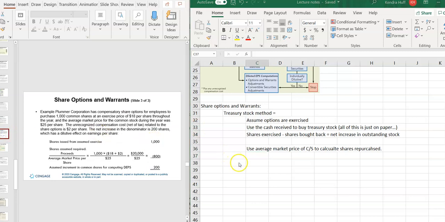Okay, so here are their numbers. Plumber Corporation has compensatory share options for employees to purchase 1,000 common shares at an exercise price of $18 per share throughout the year. And the average market price for the common stock during the year was $25 per share.